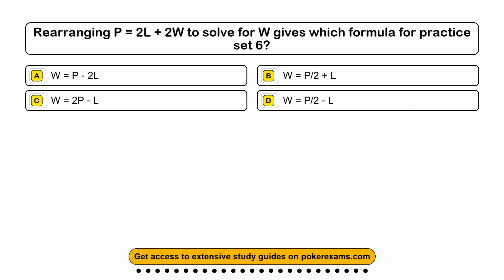Question 11. Rearranging P equals 2L plus 2W to solve for W gives which formula for practice set 6? Option A, W equals P minus 2L. Option B, W equals P/2 plus L. Option C, W equals 2P minus L. Option D, W equals P/2 minus L.